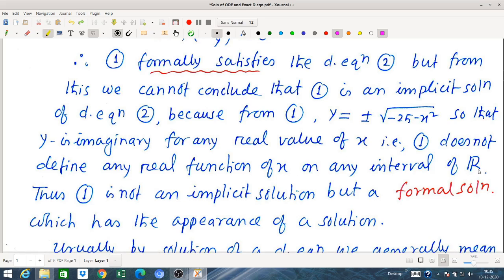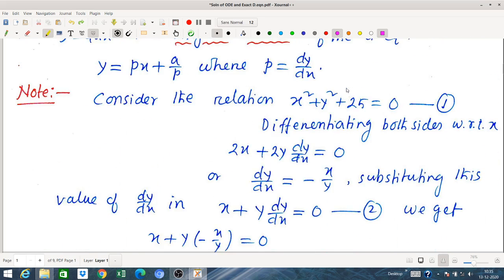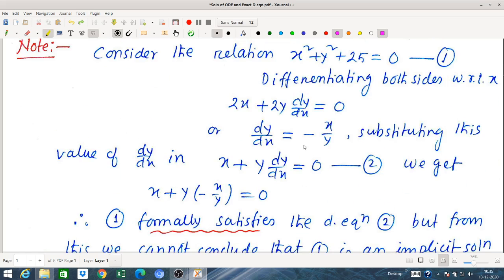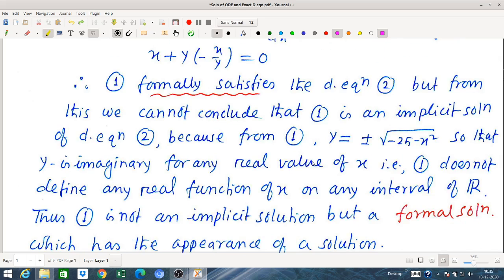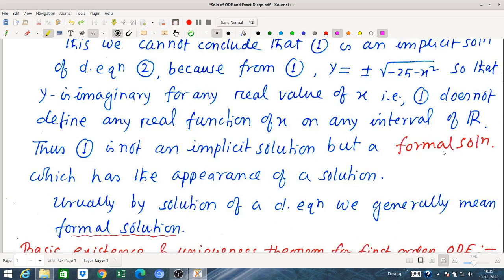On any interval of R, any interval you can take, for any value of x you take, y is never real. So we are not getting a real function from this relation. Although from this relation we can form the differential equation number 2, which means it is a solution, that's why we call it a formal solution.